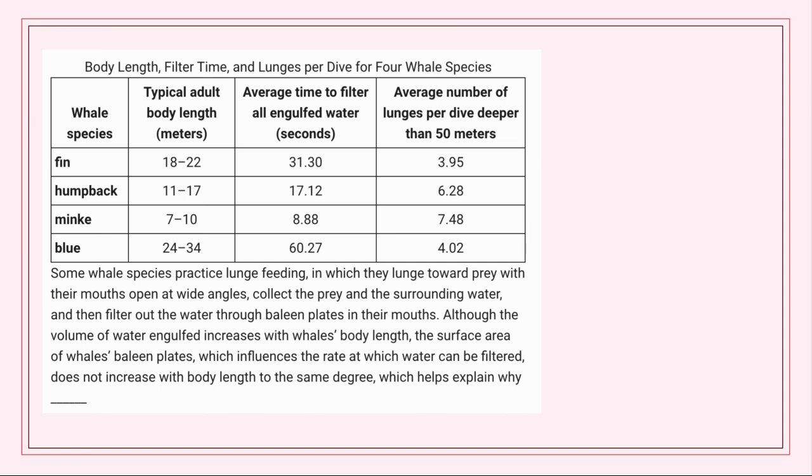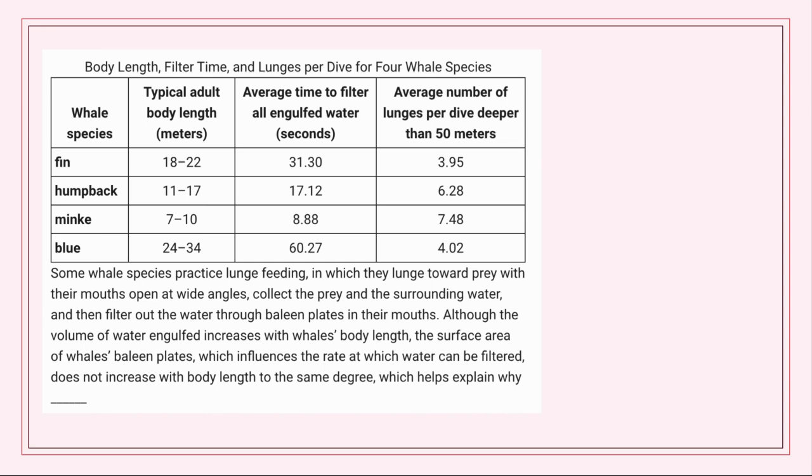All right, so I have a chart now. So again, let's briefly see what it's giving us. It says body length, filter time, and lunges per dive for 4 whale species. They give me the species, they tell me the typical body length, the time to filter all engulfed water, and number of lunges per dive deeper than 50 meters. I'm not sure what all these things mean, but at least I know what's given to me.